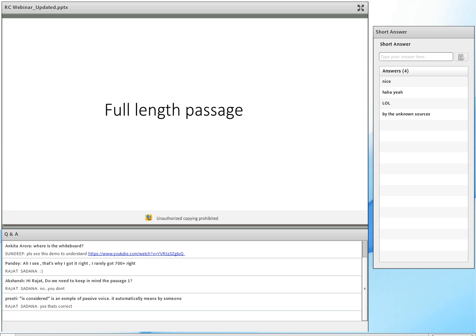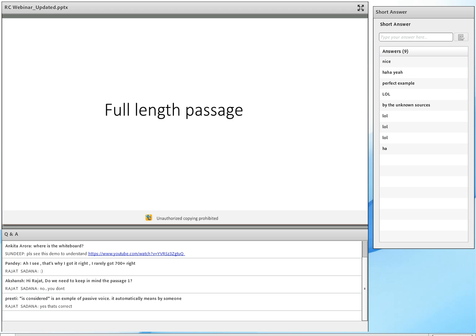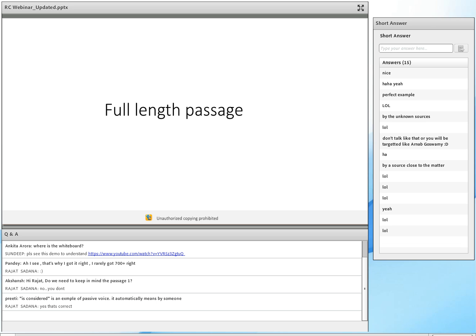All right. By unknown sources is our president's favorite line. But yes, and that's one way. You can't legally essentially indict that person. Why? Because he said, I'm not saying it, someone else said it, I'm merely the communicator. By a source close to the matter.